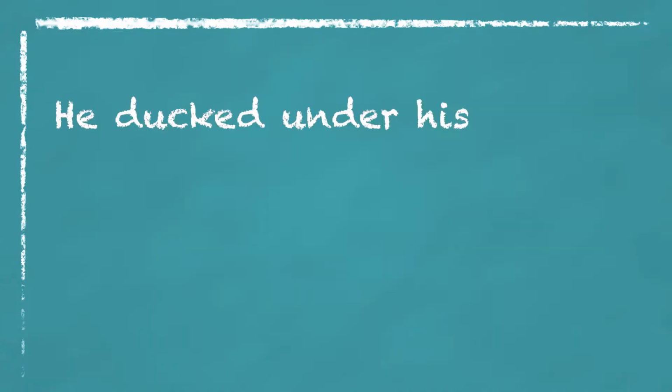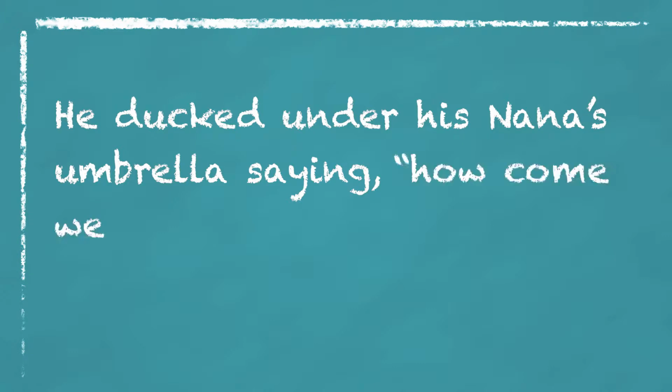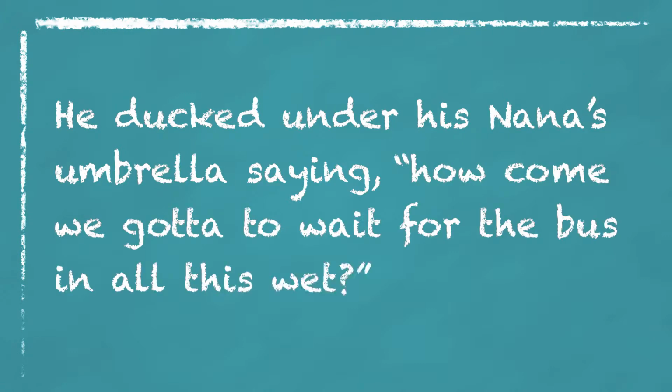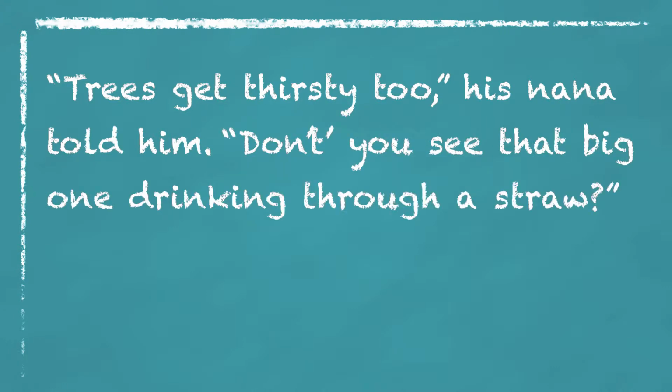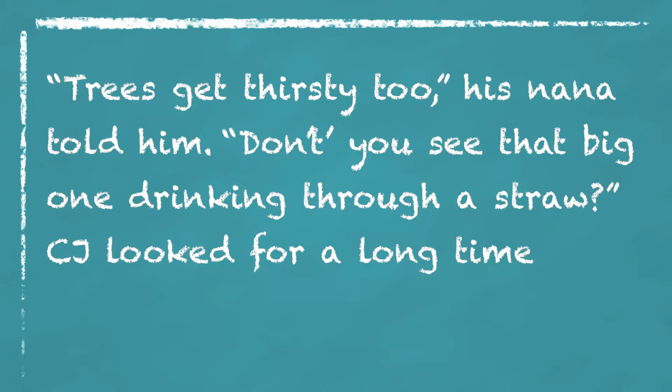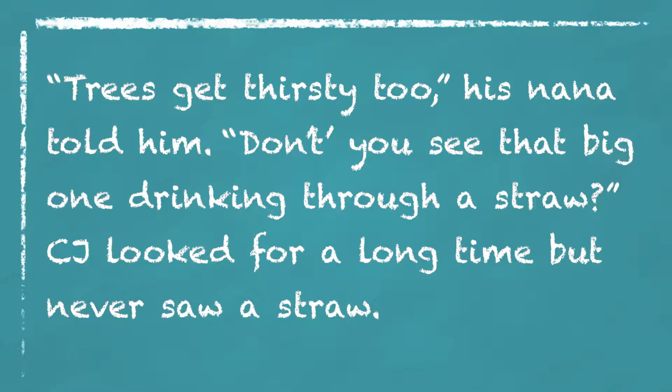He ducked under his Nana's umbrella, saying, "How come we gotta wait for the bus in all this wet?" "Trees get thirsty too," his Nana told him. "Don't you see that big one drinking through a straw?" CJ looked for a long time, but never saw a straw.